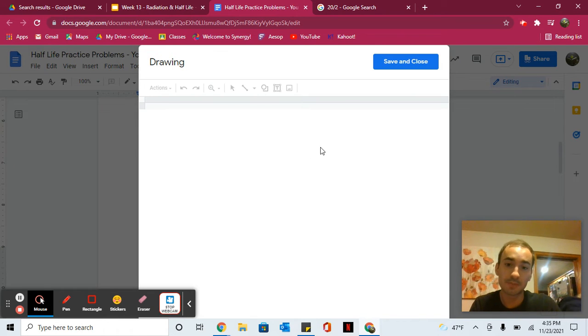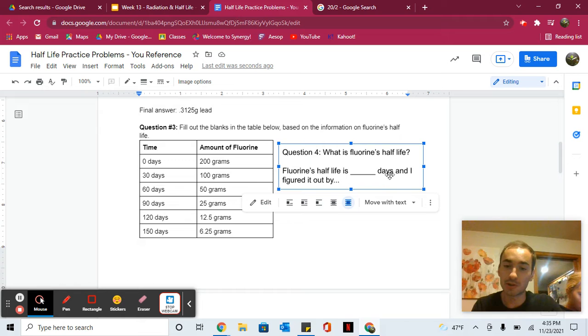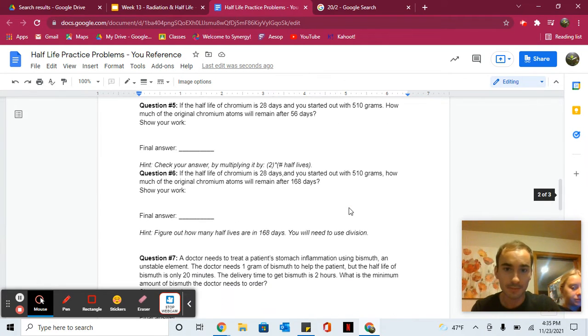And this is important. A half-life is the amount of time. That's how much time it takes. So your answer for half-life should always be in a unit of time. Days, minutes, seconds, years. That's why in the sentence starter it says fluorine's half-life is blank days.